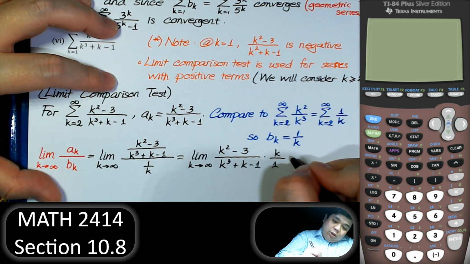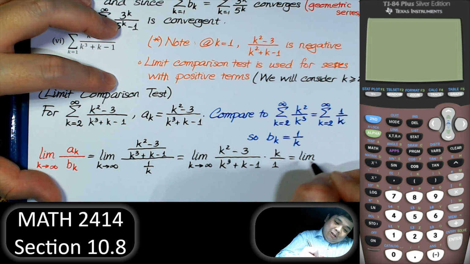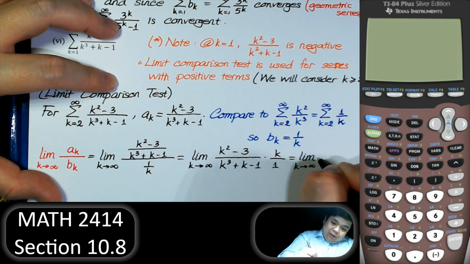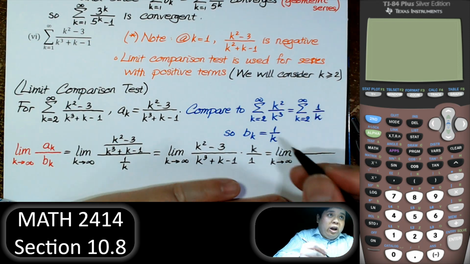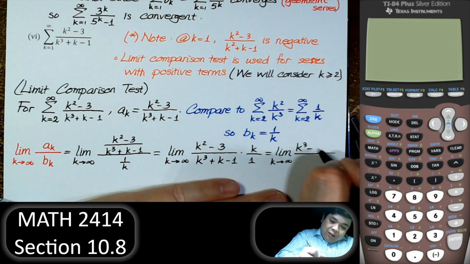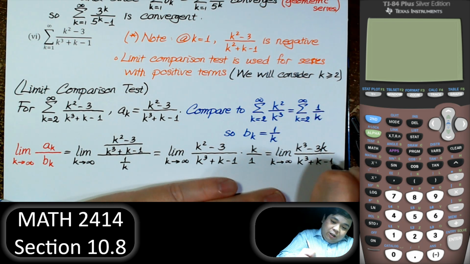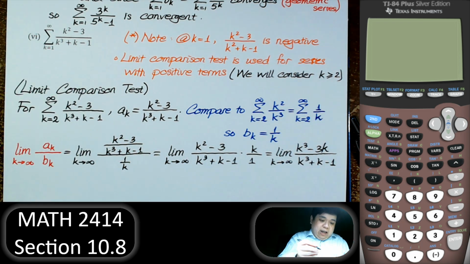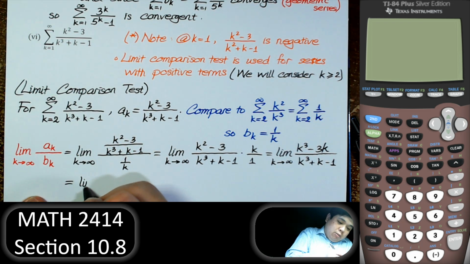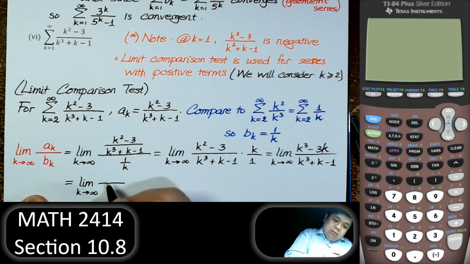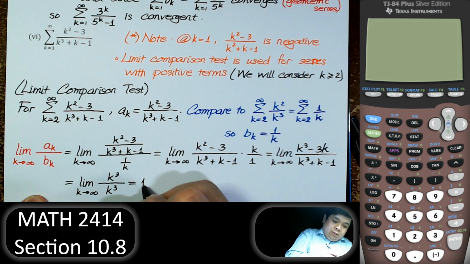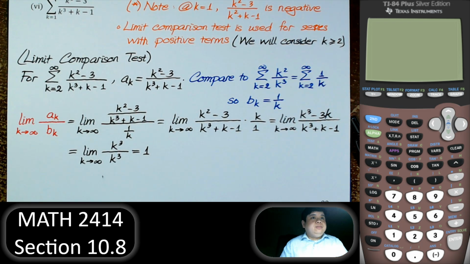Multiply into it. We have k cubed minus 3k over k cubed plus k minus 1, with the highest power term on the top and the highest power term at the bottom. And that is equal to 1.